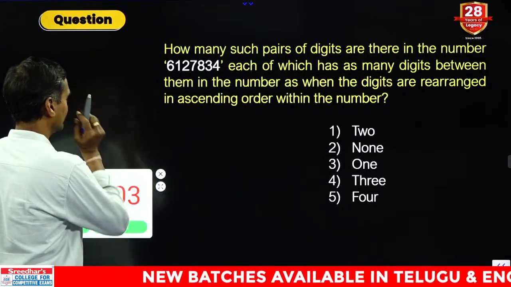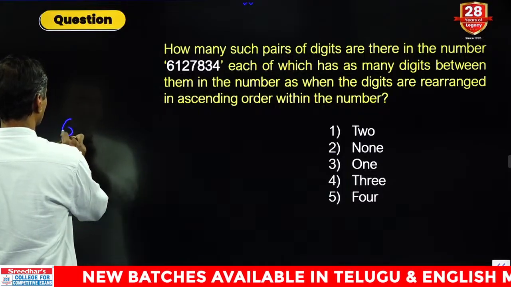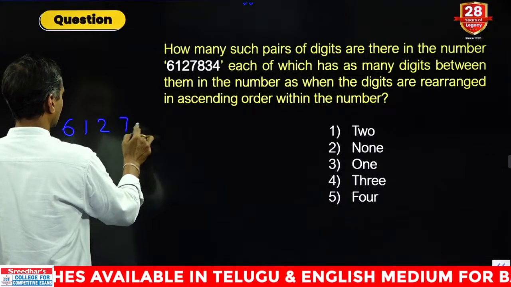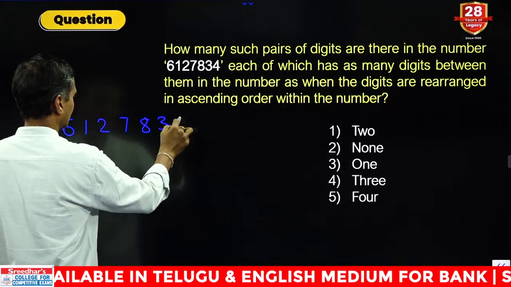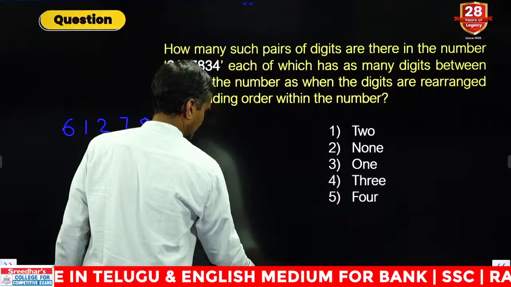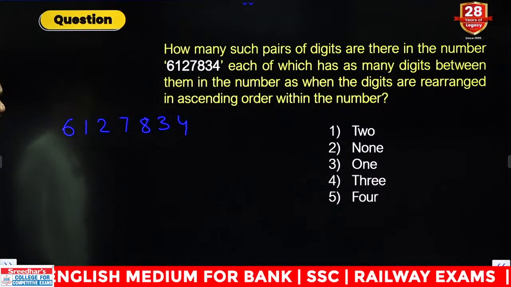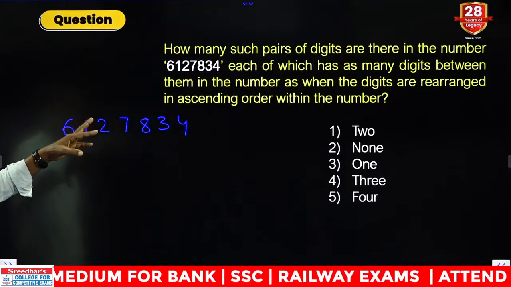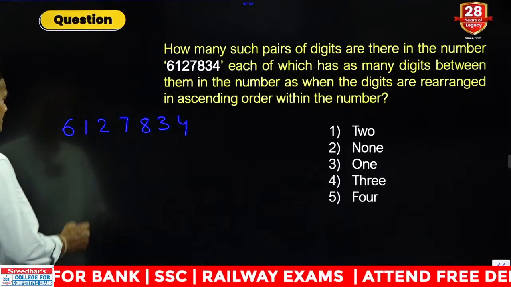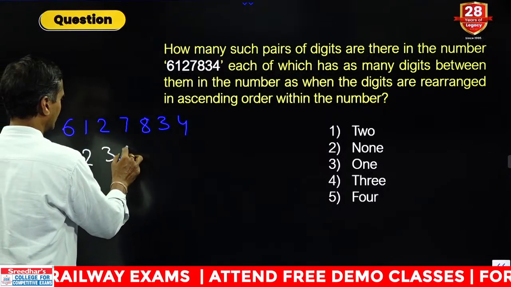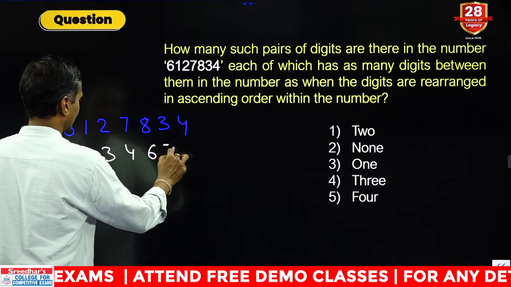Then coming back to this one, what is the number we have? 6, 1, 2, 7, 8, 3, 4 is the number. Now in this number, first all the digits are arranged in ascending order, and we check what lies between them. Arranged in ascending order: 1, 2, 3, 4, 6, 7 and 8.